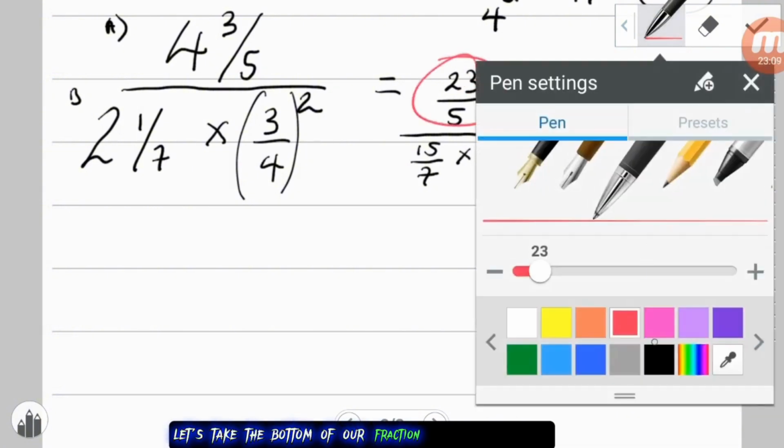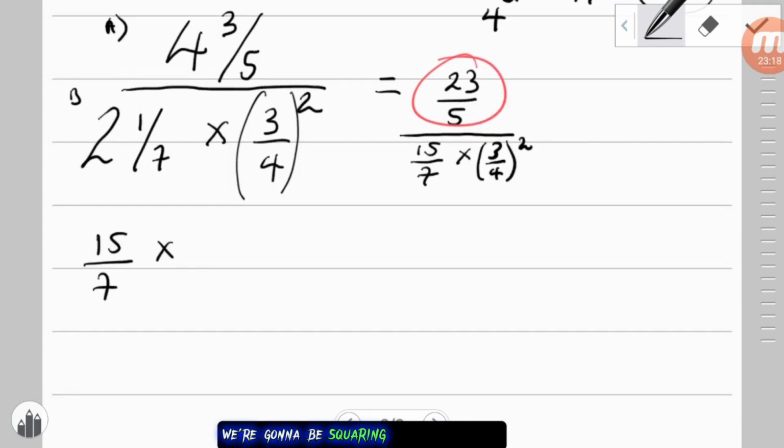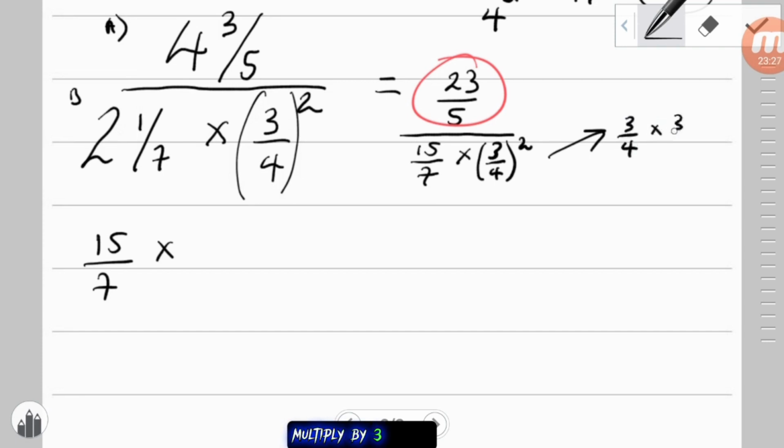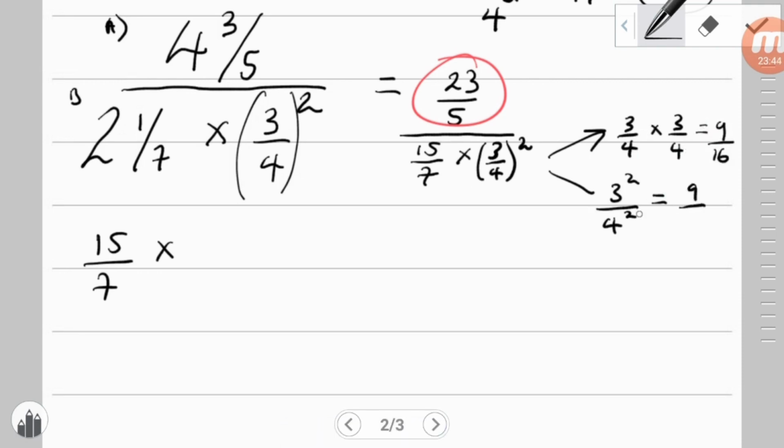Let's take the bottom of our fraction here and simplify. So we have 15 over 7, then we're going to be multiplying it by, we're going to be squaring, this 3 over 4. There's a couple of ways to look at this. You can say 3 over 4 multiplied by 3 over 4, or you can look at this as 3 squared over 4 squared. Either way you look at it, you'll get 3 times 3 is 9, 4 times 4 is 16. 3 squared is 9, 4 squared is 16. 4 squared means 4 times 4. So however you want to look at it, that's okay.